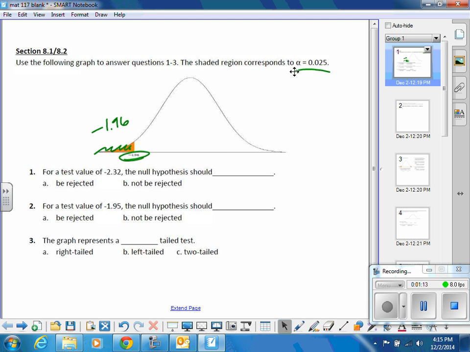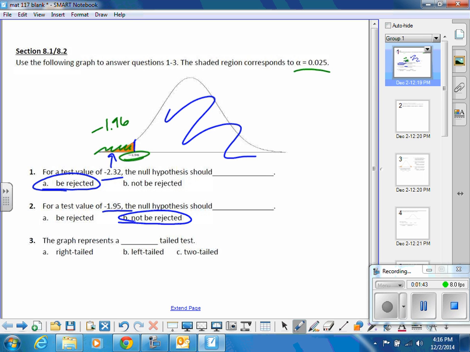If it was anywhere else, if it was over here in all this white space, we would not reject it, okay? So looking here, I'm comparing negative 2.32 to negative 1.96. Does this fall into the danger zone? Yes. Because it does, it should be rejected, okay? The next one gives me negative 1.95, which is just slightly less. It's right there, okay? Which means it's not in the danger zone, which means we are not going to reject it.